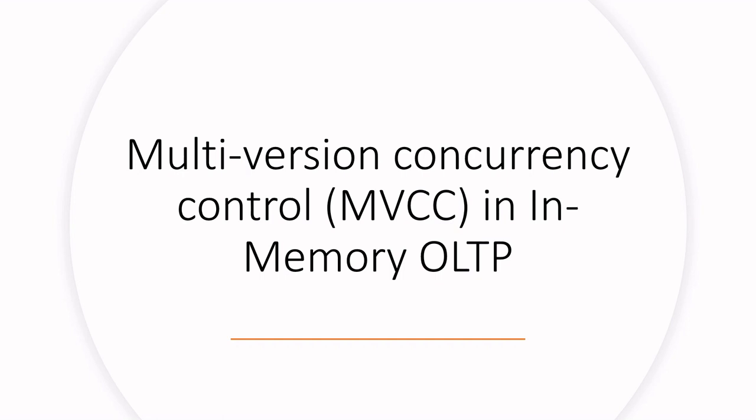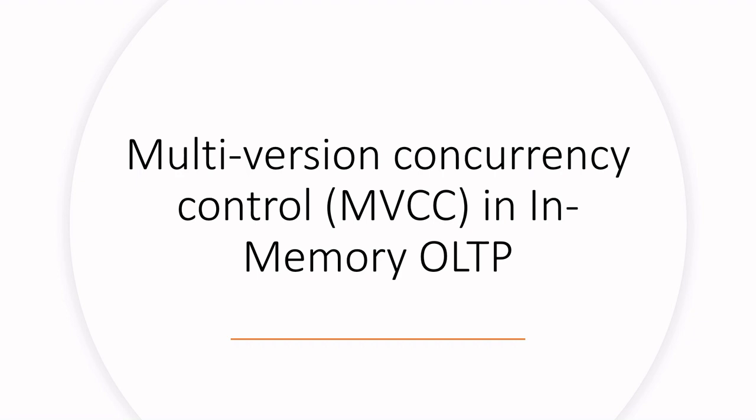In this video, I'm going to talk about multi-version concurrency control in in-memory OLTP. We will explore the row structure that enables concurrency, and we'll take a detailed look at how select and DML statements are run against these rows. You'll be able to deeply understand how in-memory OLTP provides concurrency without using any locks and latches.